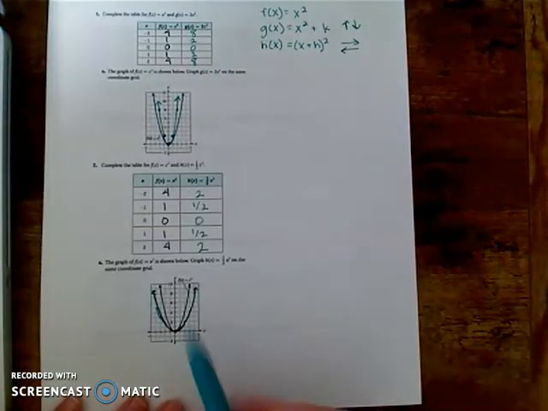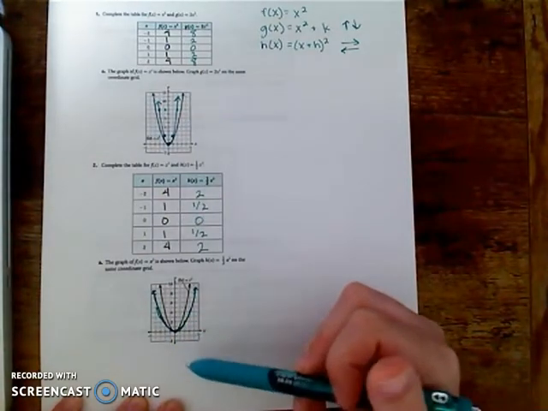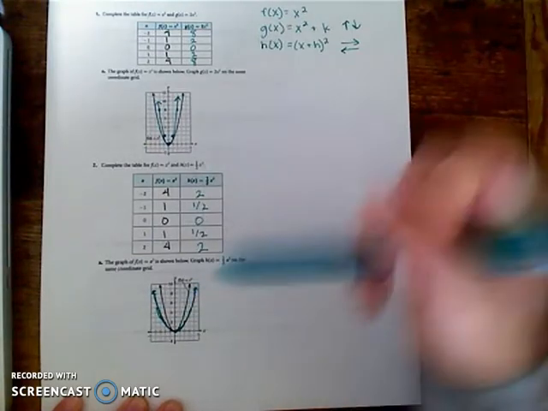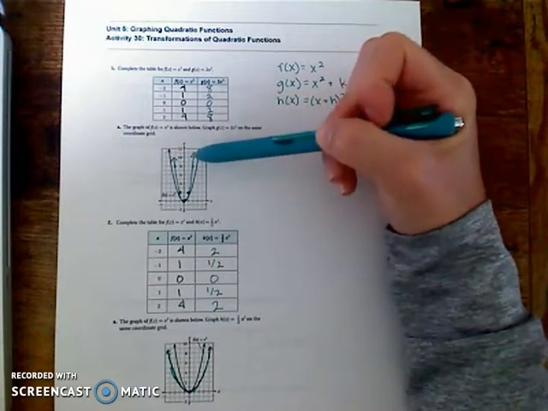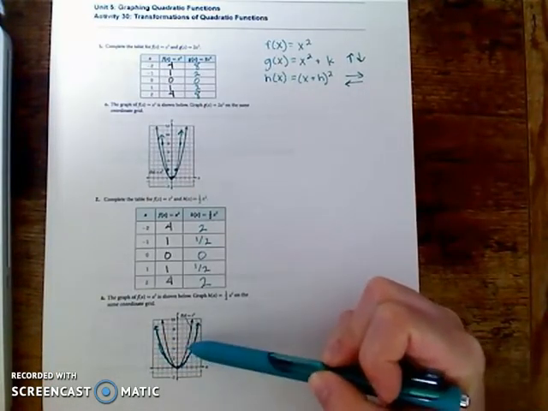So when comparing f of x to h of x, h of x is increasing at a much slower rate. Notice that it's much wider than the parent, okay? G of x up here was a lot thinner than the parent. H of x is a lot wider than the parent.